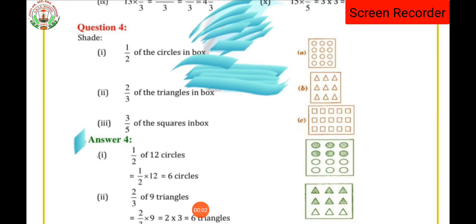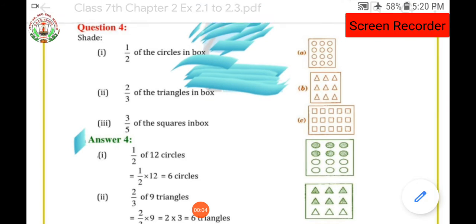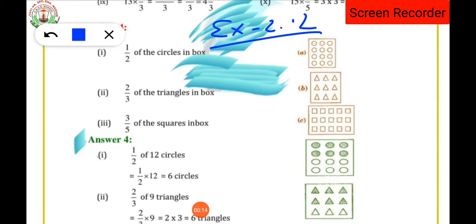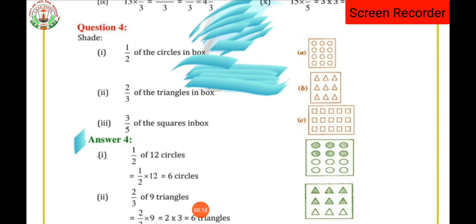Good morning to everyone. Today we are going to see chapter number 2, fraction and decimal, exercise number 2.2. In the previous video we had already completed question number 1, 2 and 3. So dear student, here we are going to start question number 4.